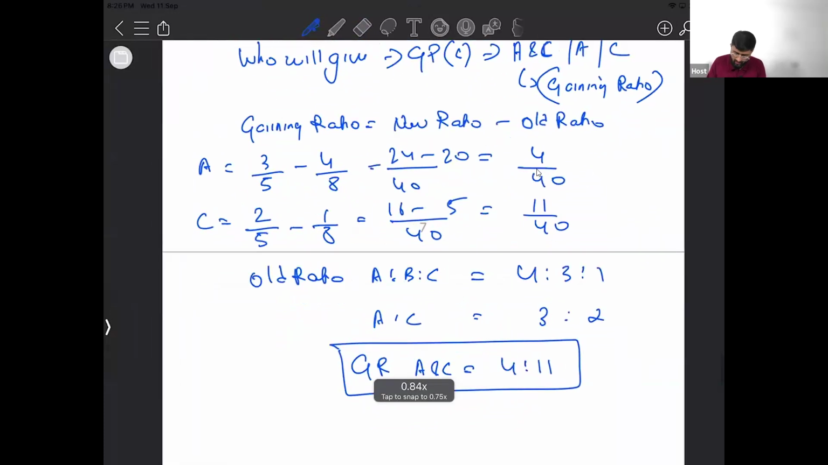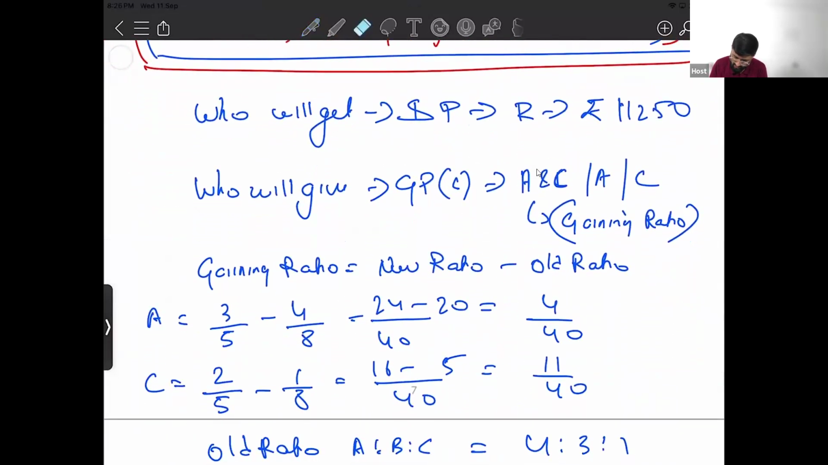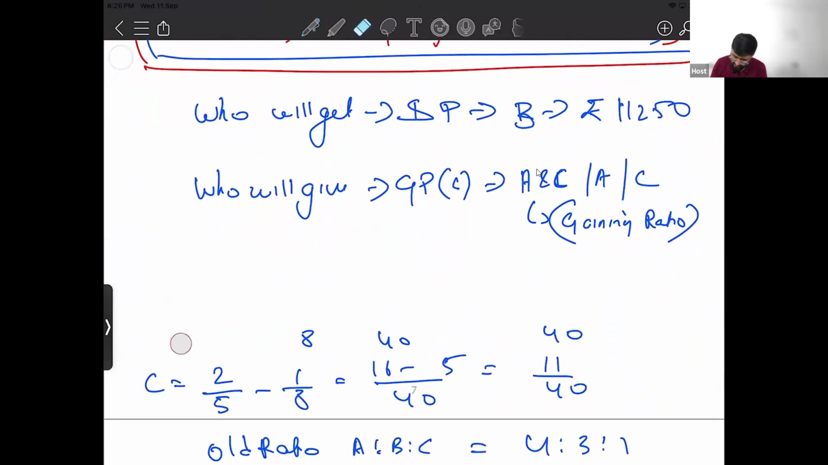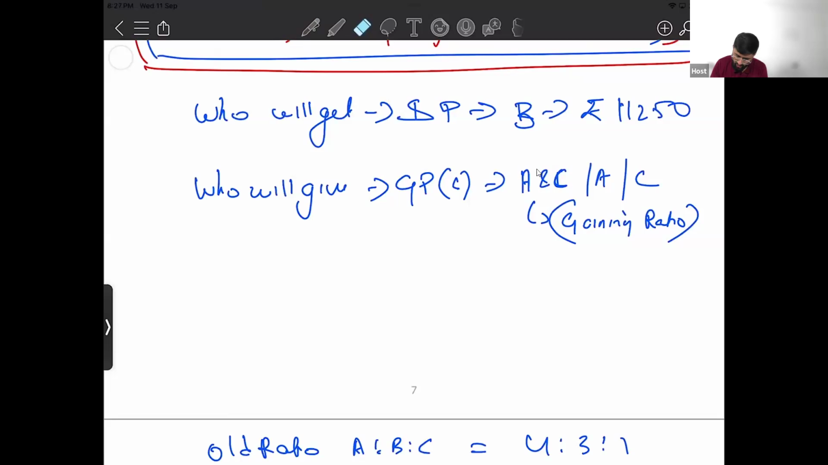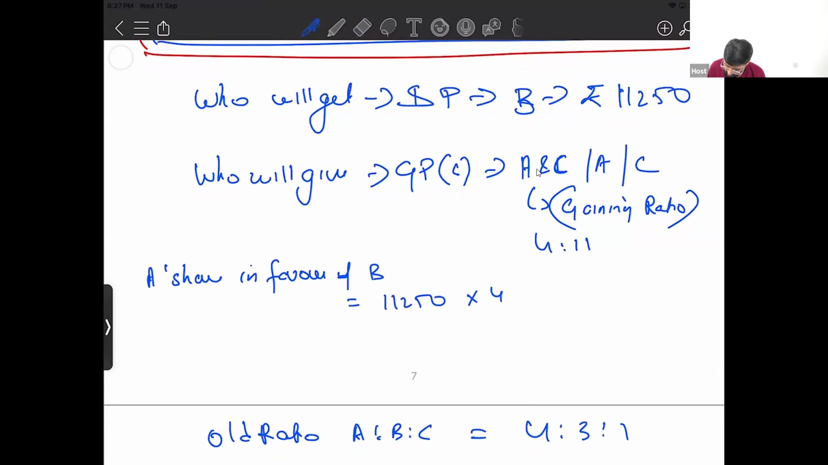Very good. Who will get the sacrificing partner? B. And who will give, the gaining partners? A and C. In which ratio? In the ratio of 4 is to 11. So A's share in favor of B. 11250 will be given by A and C to B in the ratio 4 by 15.